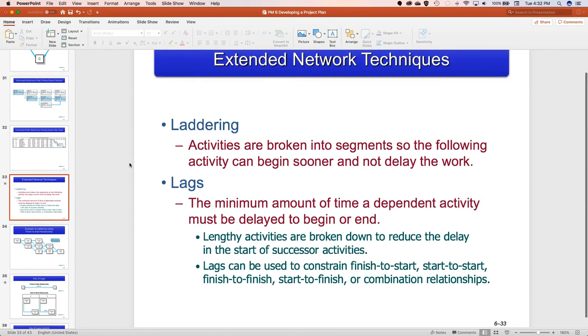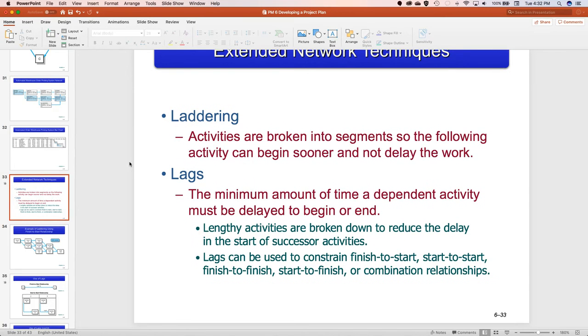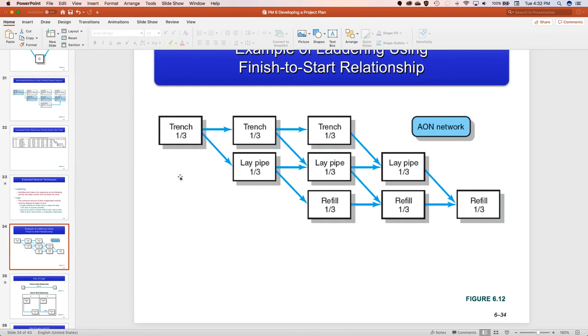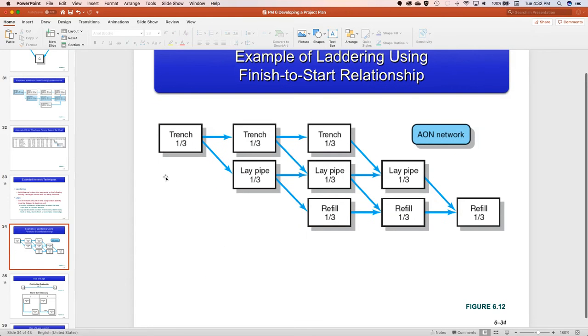And so there are some other things we can do, like laddering or using lags and things like this. Let me give you an example of what laddering is, right? Let's say that we wanted to build a pipeline or a sewer pipe between the International Business Center and the Hornlake, right? So we want to dig a trench, right? And let's say it's 300 feet.